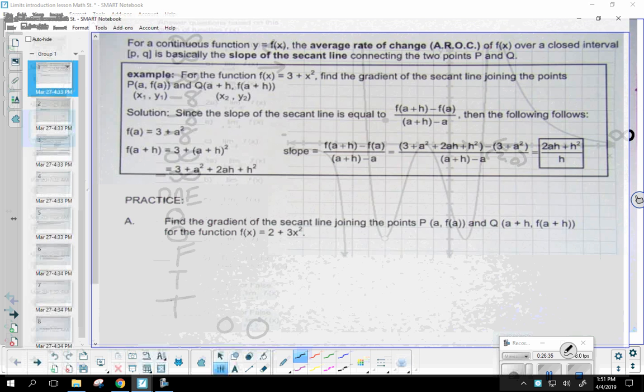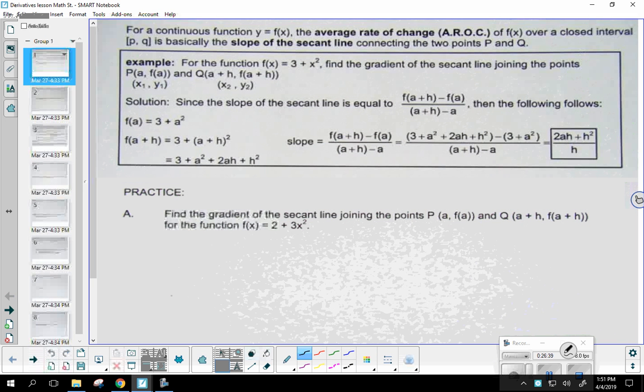Okay. So let's switch gears a little bit. Why are limits so important to us? Well, I'm glad you asked. Okay. Let's take a look at derivatives. For a continuous function, y equals f of x, the average rate of change, AROC, of f over a closed interval PQ is basically the slope of the secant line connecting the 2 points P and Q.